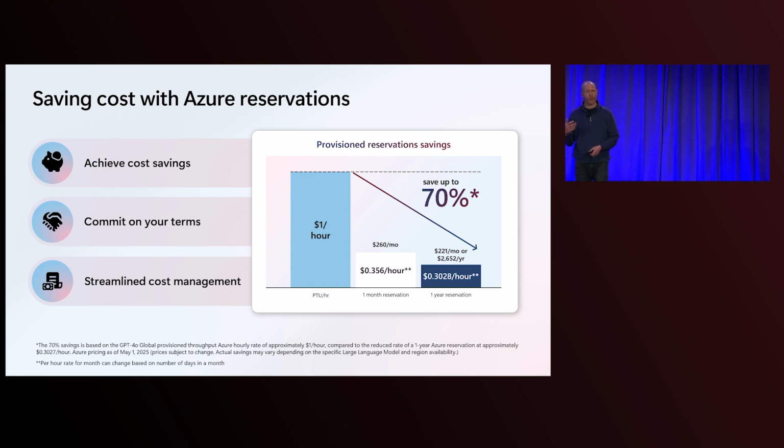Reservations are available in a 1-month reservation, which equates to, I think, about a 40 to 50% cost reduction, or a 1-year reservation, which is up to a 70% cost reduction on that request. And so you definitely want to be buying a reservation.